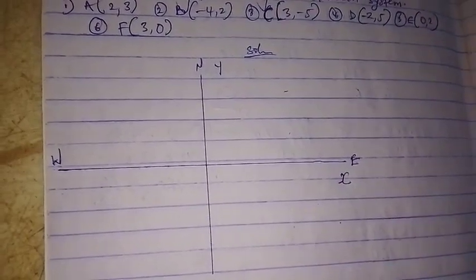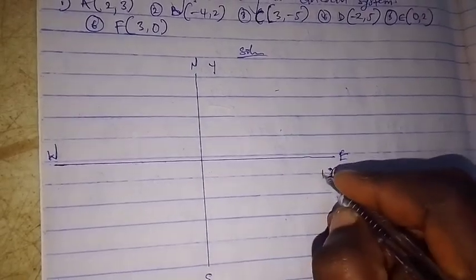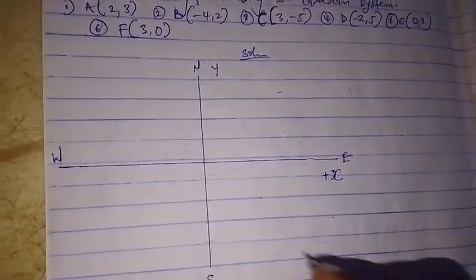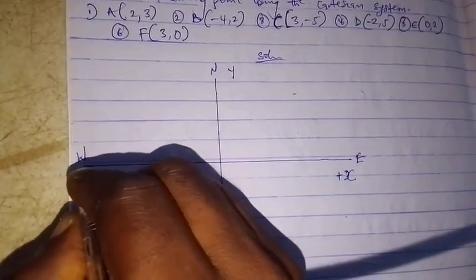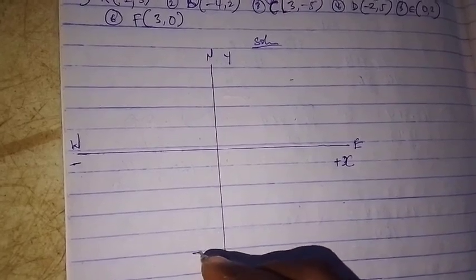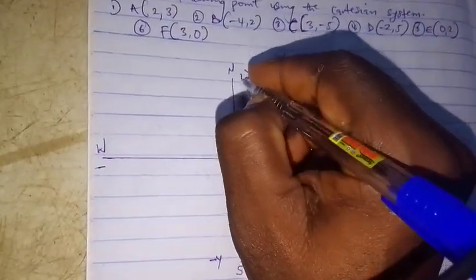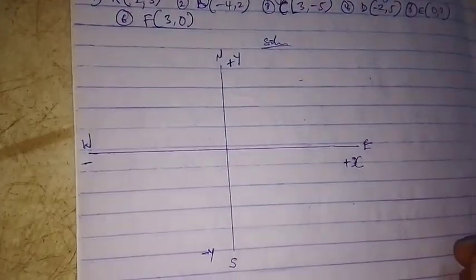Now, for x, this side is the positive x-axis, while here is the negative x-axis. Then here is the negative y-axis, and here is the positive y-axis. Please take note of that.